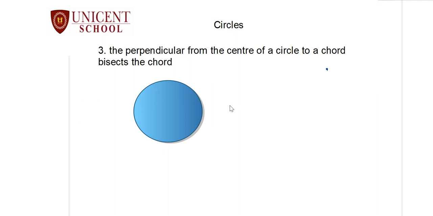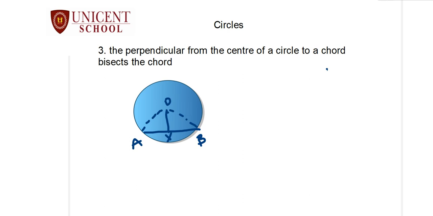So for this we have a circle. Let us label the circle according to the theorem statement. We take the center as O and we take a chord as AB, and it says that the perpendicular, if we draw from the center of the circle to a chord, bisects the chord. For this we do a little construction. We will join AO and OB so that we get two triangles for comparison.